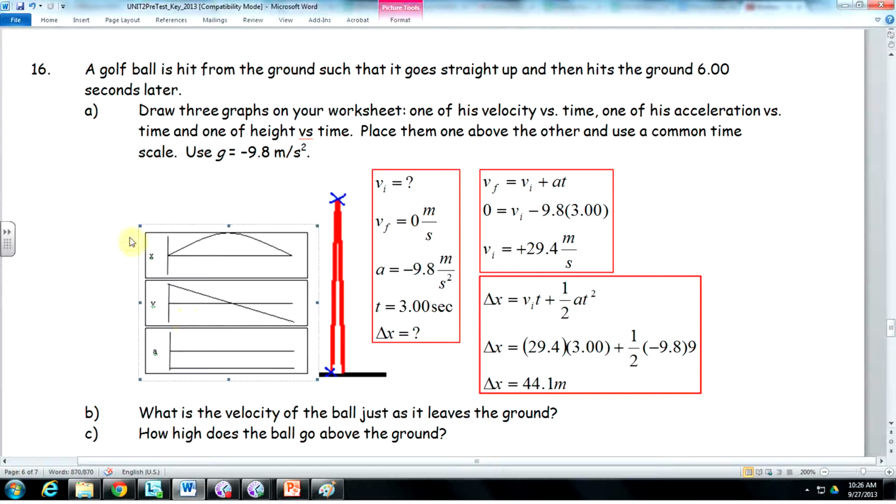Okay? This is our position, and even though this looks like maybe the ball went sideways, this axis here is time. So the ball actually went straight up, came straight back down, and we're just showing how high it went over time, and we have a nice parabola there.